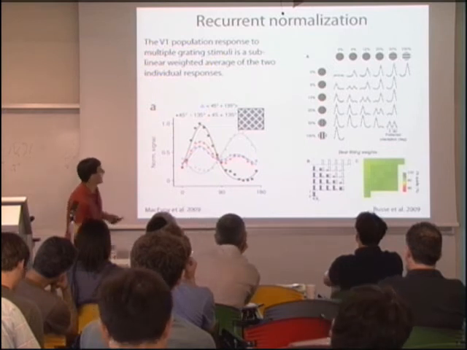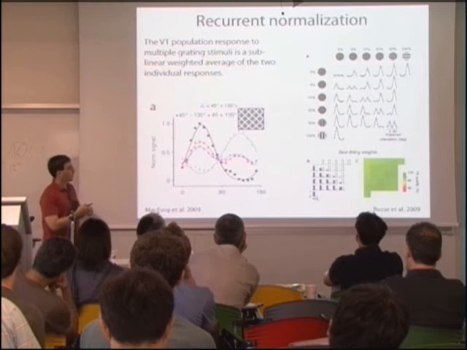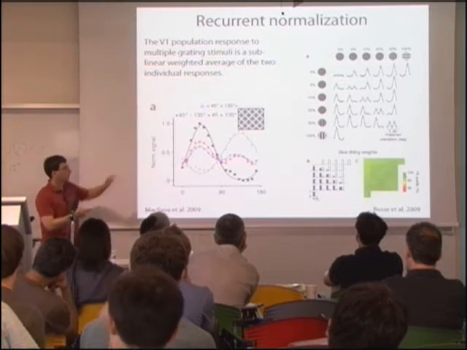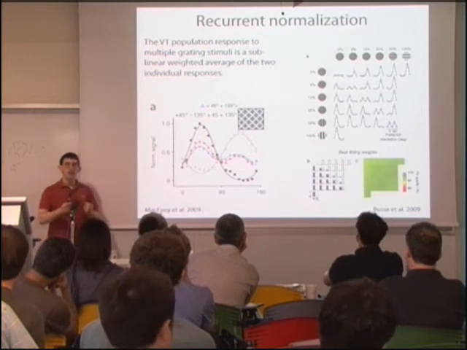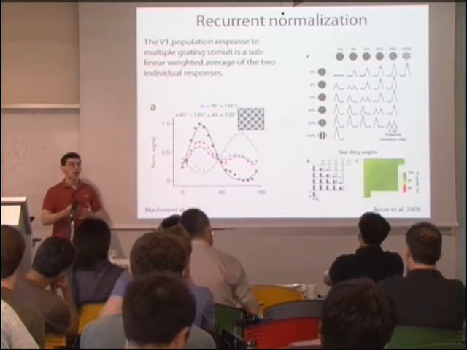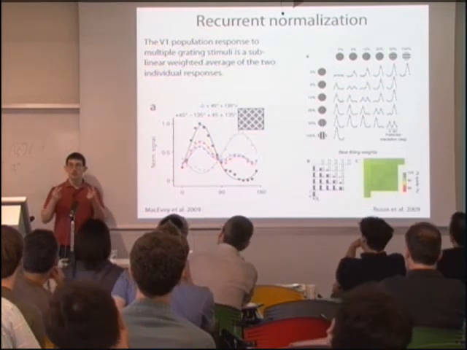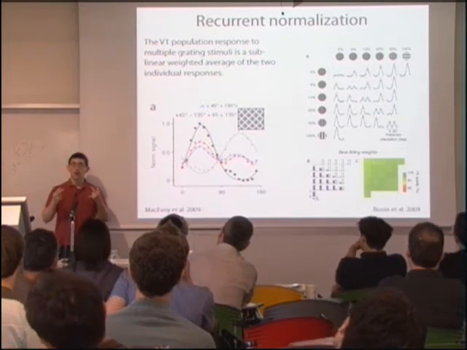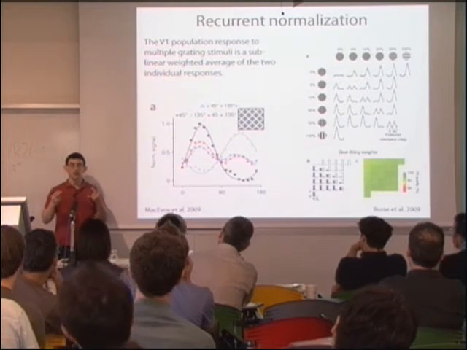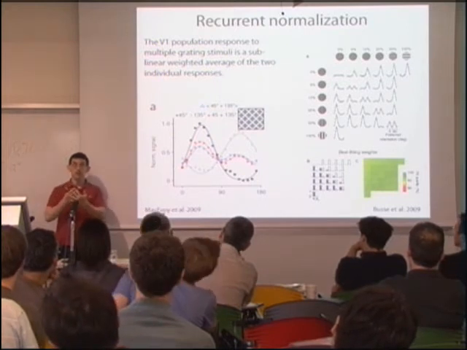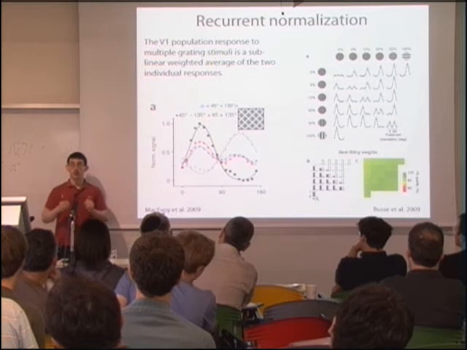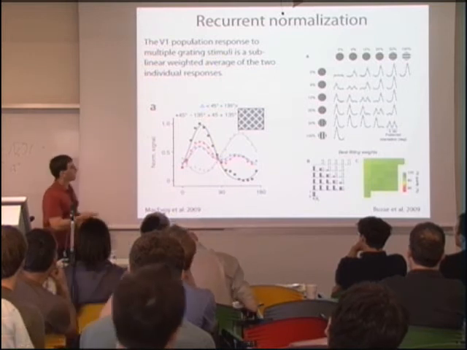Two papers came out in the past year that both show the same experimental results. I'll sum them both up at once, and then I can point to individual aspects. The idea is that when you record from a population of cells in V1, the population response to two simultaneously presented stimuli appears to be closer to the mean or average than the sum of the two stimuli alone. And you can see that here.